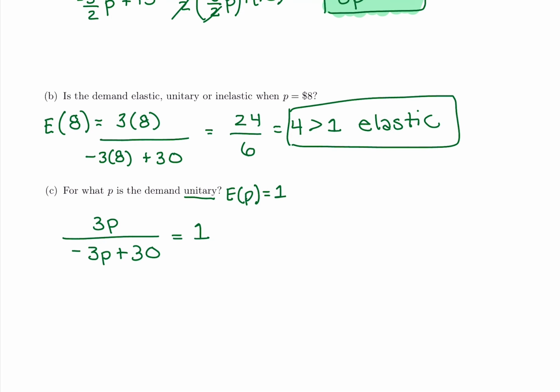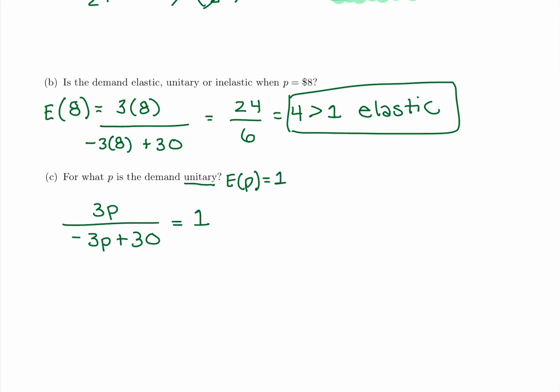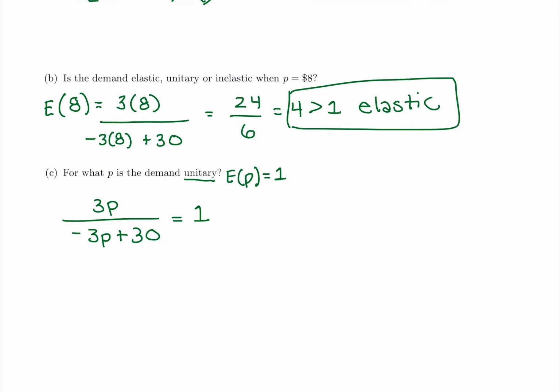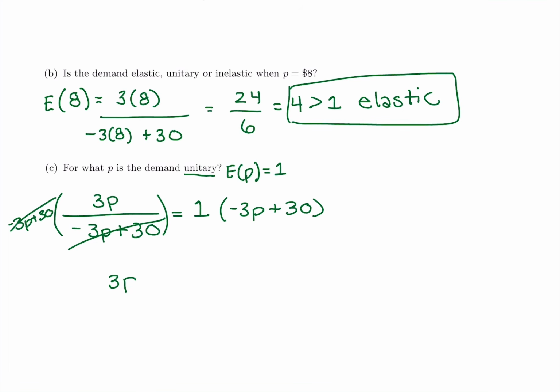and solve for P. So the first step to solving this is that we need to get out of the denominator. So I'm going to multiply both sides by the denominator, negative 3P plus 30, negative 3P plus 30. That way we can cancel it out. If you want to solve for a variable, get it out of the denominator first. So on the left, you just have 3P, and on the right, you have 1 times negative 3P plus 30. Well, 1 times anything is just going to stay itself. So what we end up with here is the numerator equals the denominator.